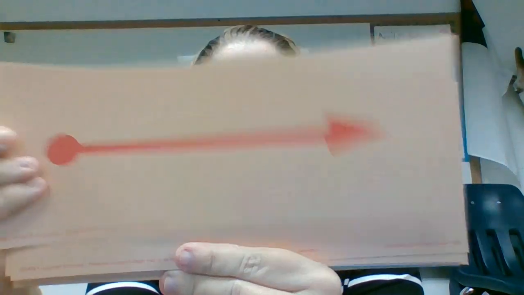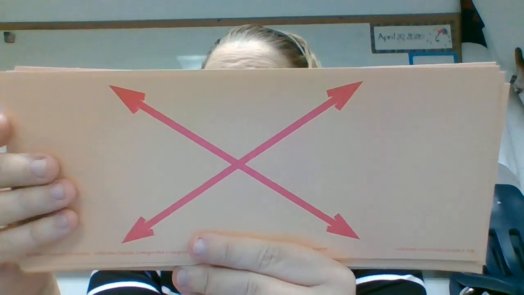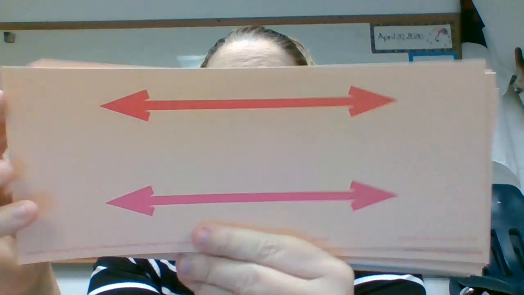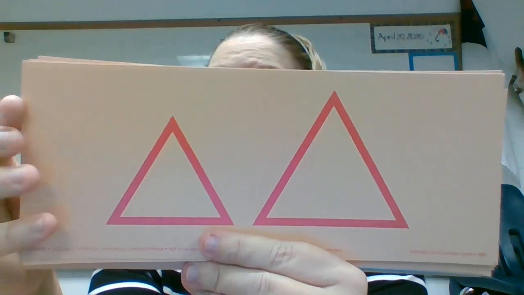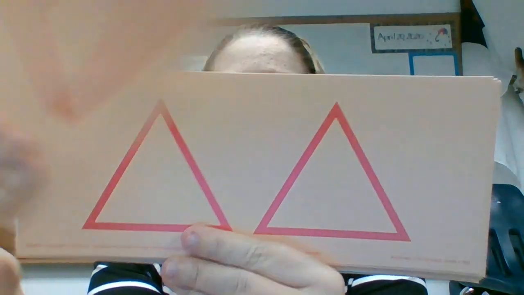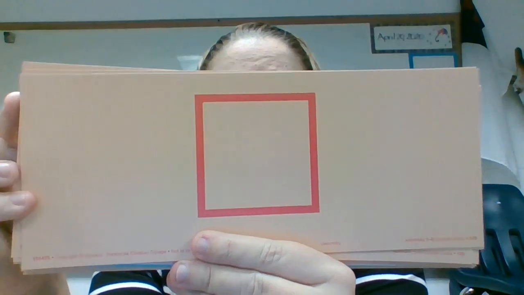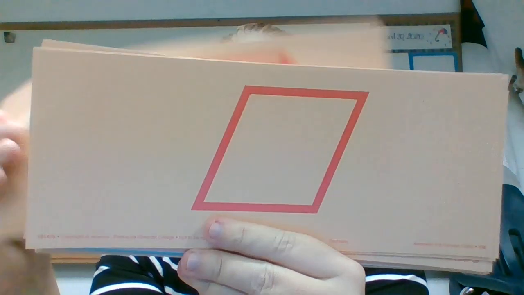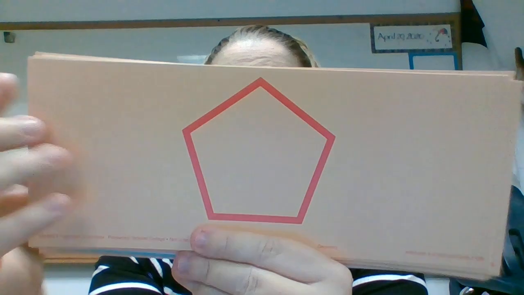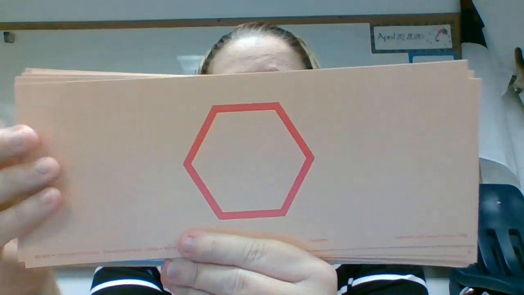Line, ray, angle, intersecting lines, perpendicular lines, parallel lines, similar triangles or shapes, congruent, parallelogram, rectangle, square, rhombus, trapezoid, pentagon. You shouldn't have to count the sides. This shape should start looking familiar to you.